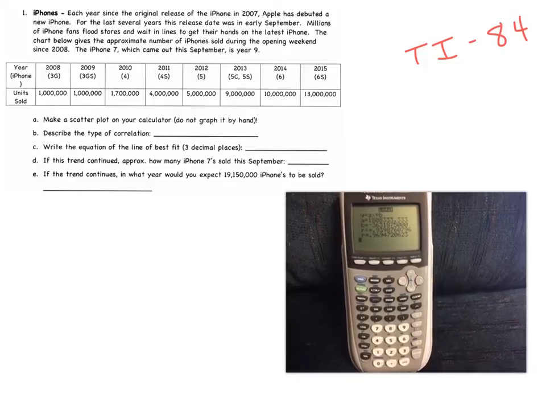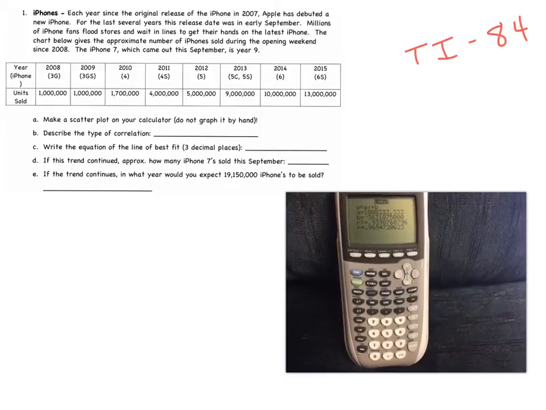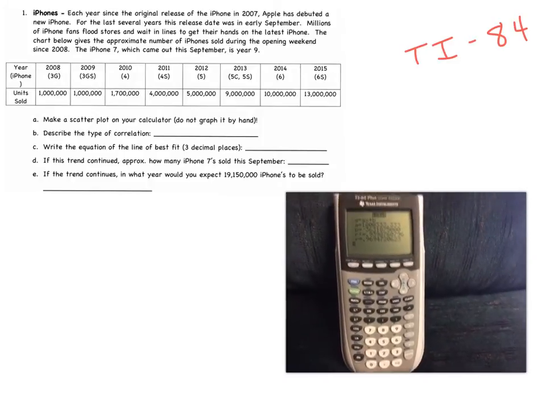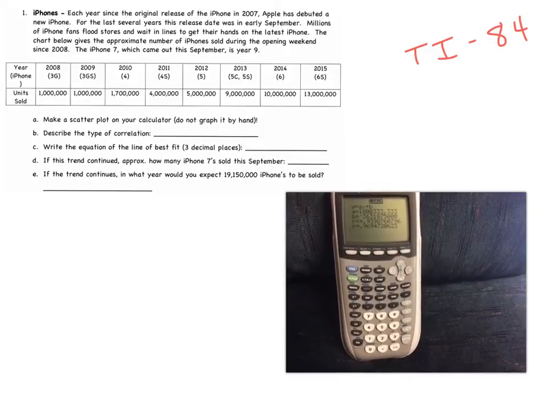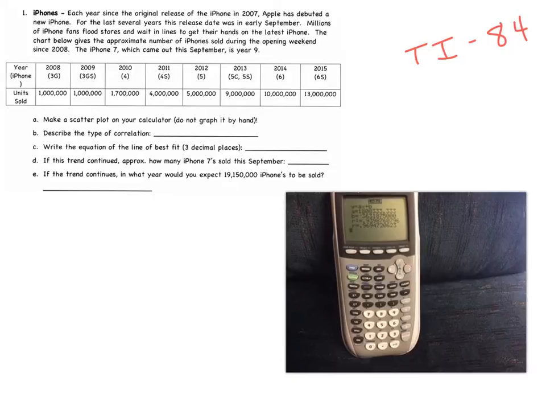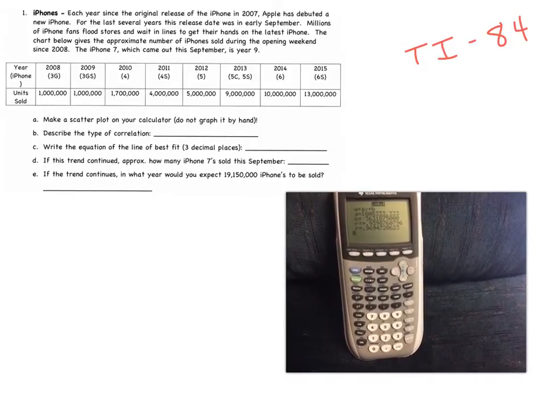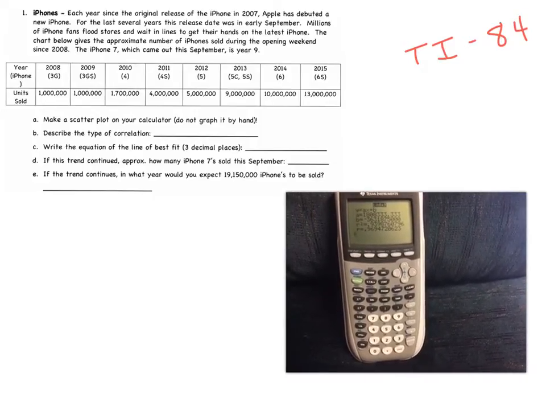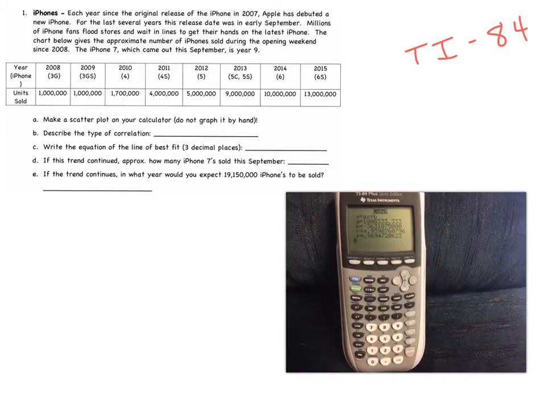For part C, write the equation of the line of best fit, 3 decimal places. So all you have to do is take your A and B value and plug it in. You don't even have to round this one because our A value is already given with 3 decimals, and our B value is a whole number. So our answer would be Y equals 1,808,333.33x minus the B value. And that would be the final answer for part C.